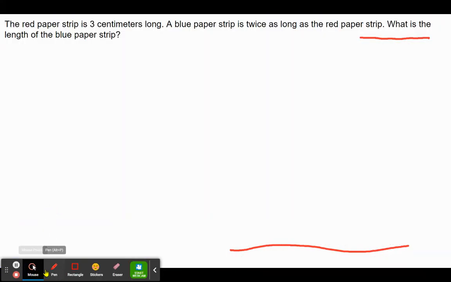All right, so let's go ahead and read our problem. And let me actually go ahead and erase some of these annotations. There we go. All right, so the red paper strip is 3 centimeters long. A blue paper strip is twice as long as the red paper strip. What is the length of the blue paper strip?